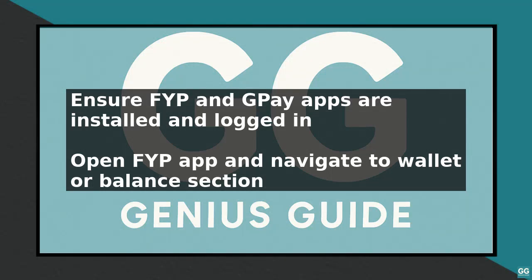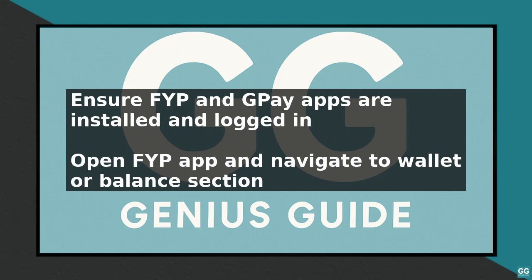To transfer money from FYP to GPay, follow these simple steps. First, ensure you have the FYP and GPay apps installed on your mobile device and that you are logged into both accounts. Start by opening the FYP app and navigating to the Wallet or Balance section. Look for the option to send or transfer money and click on it.